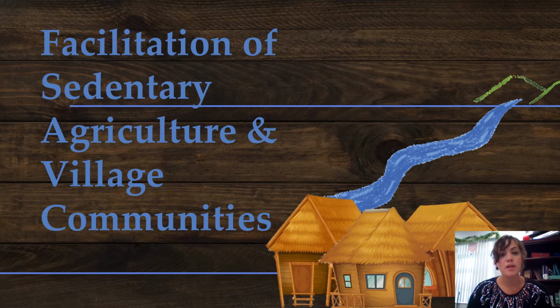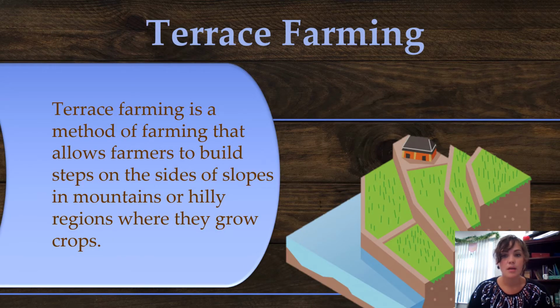Today's lesson within that unit is the facilitation of sedentary agriculture. Remember, sedentary means being still, not moving around, in village communities. All right, so terrace farming is the first thing we're going to cover today. Terrace farming is a method of farming that allows farmers to build steps on the side of slopes in mountains or hilly regions where they grow crops, right?